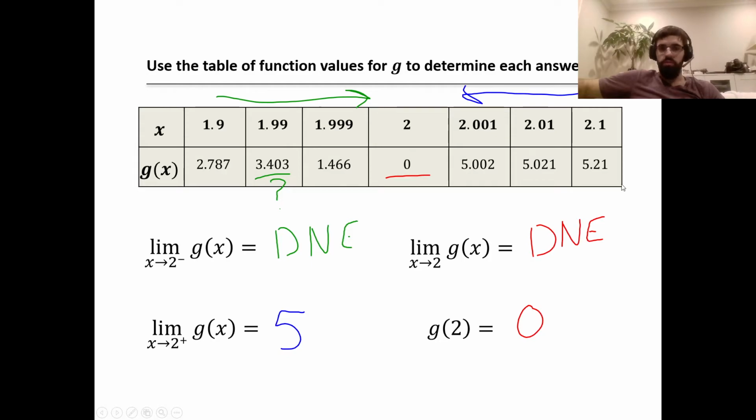As x approaches 2 from the right, we see that our outputs do have a trend: 5.21, 5.021, 5.002. As we approach 2 from the right, our limit is positive 5. As we approach the limit as x approaches 2 of g of x, since the left side and the right side don't agree, they're not the same thing, then we'll just say our limit as x approaches 2 does not exist. And our table tells us that g at 2 is equal to 0.